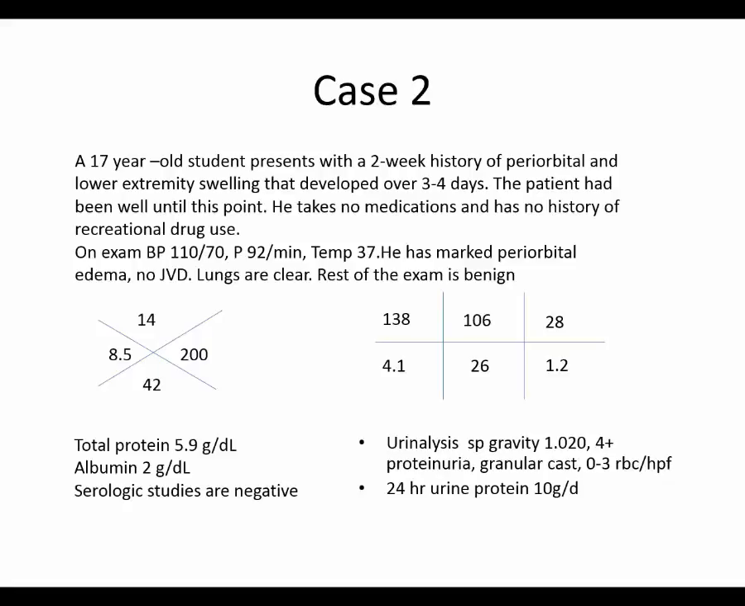Again, the labs, like I said, some of you will notice I was a little lazy about not changing the labs in most of the cases you're going to see, except for the fine things that we need to know about. So here, the protein is the same, albumin, as we know, is low. Serologic studies were all negative. This time I didn't even copy-paste them. Urine analysis, 4 plus proteinuria, no RBCs. Again, we did a 24-hour, 10 grams per day.